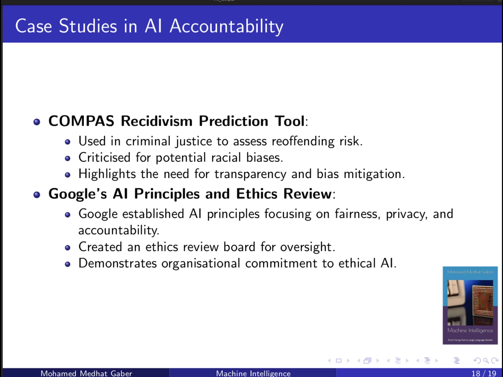such decisions are made. In response to ethical concerns, some organizations have taken proactive steps to ensure accountability. Google's AI Principles and Ethics Review is a prime example. Recognizing the profound influence of their AI technologies, Google established a set of guiding principles focused on fairness, privacy, and accountability. They implemented an ethics review board tasked with overseeing AI projects, ensuring they align with these principles. This institutional commitment reflects an understanding that ethical considerations must be integrated into the organizational culture and processes.